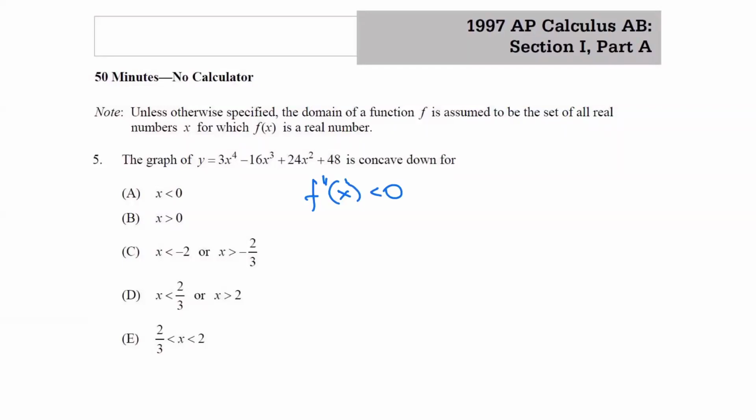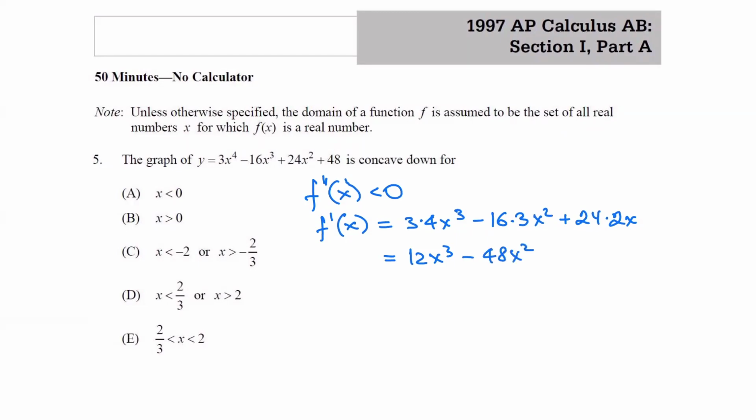So for the second derivative, let's differentiate f prime of x. And this is just a polynomial, so it's 3 times 4x to the third power minus 16 times 3x squared plus 24 times 2x. And 48, derivative of that is 0. So this is equal to 12x cubed minus 48x squared plus 48x.